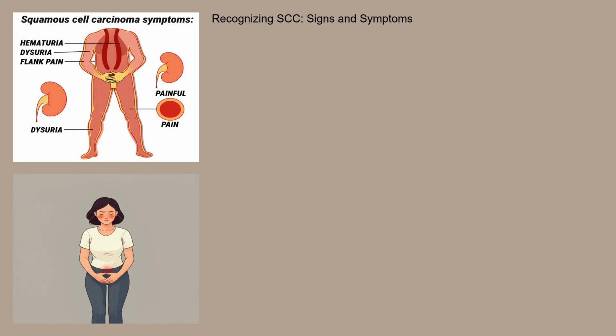Recognizing the signs and symptoms of SCC is crucial for early detection. Common symptoms include hematuria, or blood in the urine, which is often painless. Painful urination, or dysuria, is another possible indicator. Frequent urination, a persistent urge to urinate, and difficulty urinating may also occur.